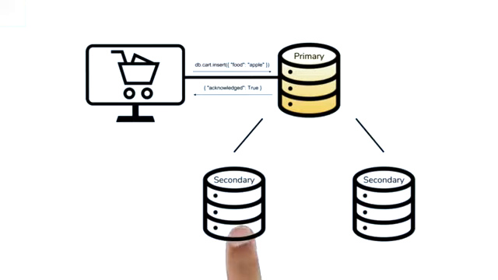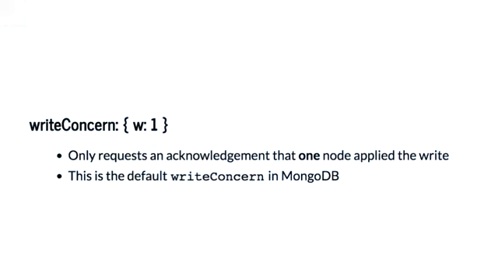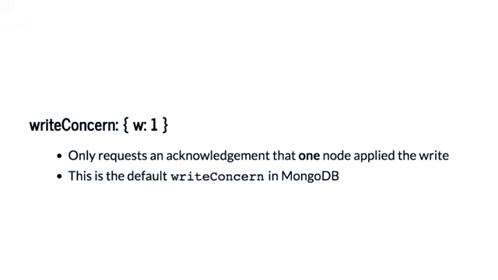It assumes that the secondary nodes will replicate the data sometime soon, but it doesn't actually have any immediate proof of it from this acknowledgement alone. So that was an example of a write with write concern W1. The number 1 here refers to the number of nodes in the set that must apply the write before a client gets an acknowledgement back from the driver. In this case, it was just one node. This is the default behavior in MongoDB, so if you send a write to MongoDB without a write concern specified, it will use W1 by default.